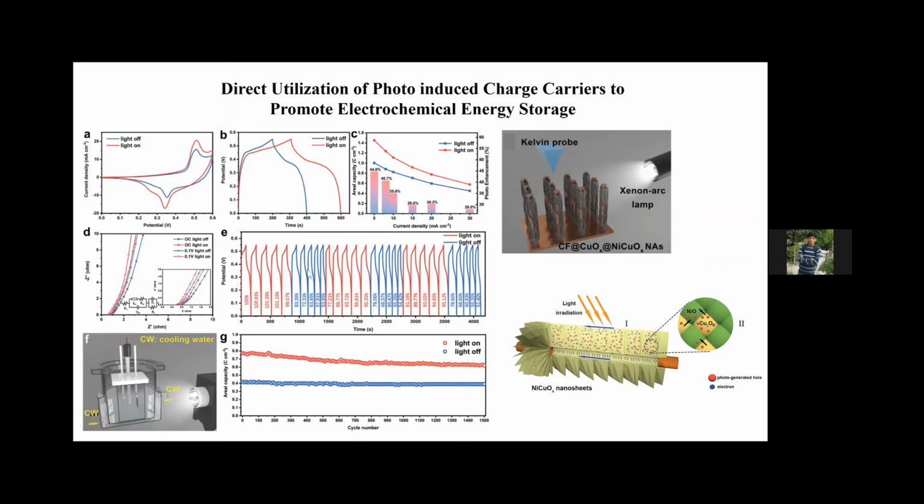And we can see during different cycle tests, with light on and light off in different conditions, their charge-discharge and we get the cycling stability. And we can see here that for the light on condition, its capacitance value is greatly increased.